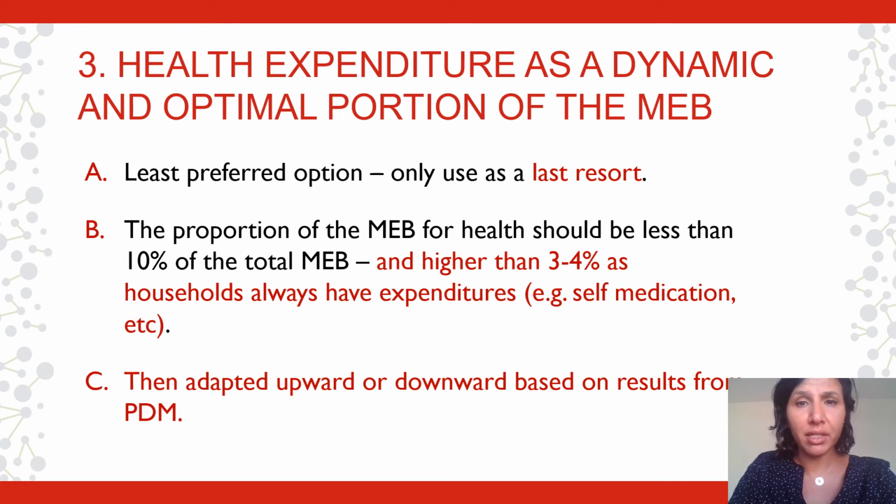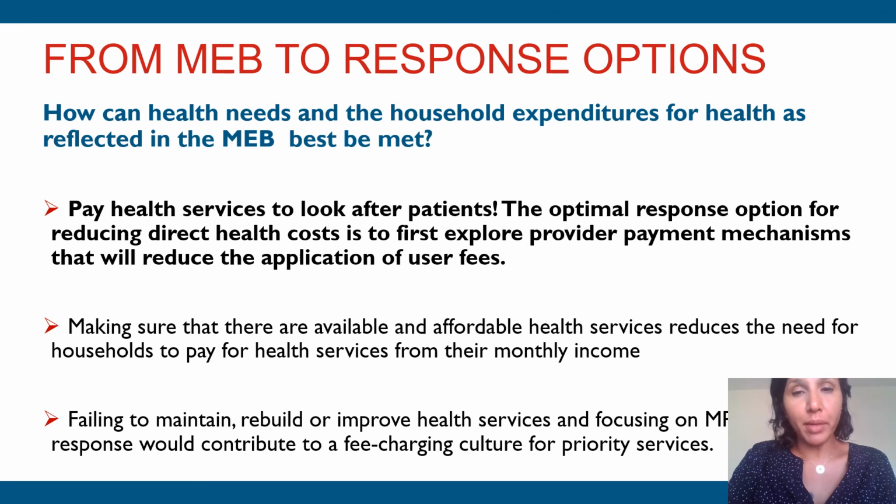Despite not having health-related expenditure data, the reason to still keep a portion of the MEB for health is to acknowledge that households still have health-related expenditures. Once more health-related data is collected, the MEB can then be adjusted accordingly. So how do we move from MEB to response options?